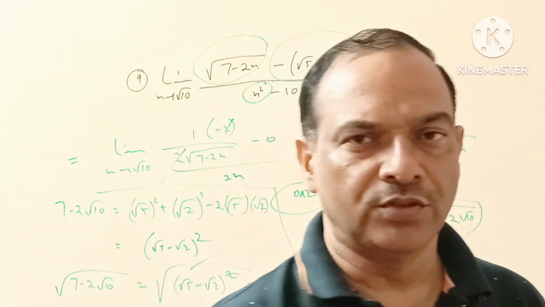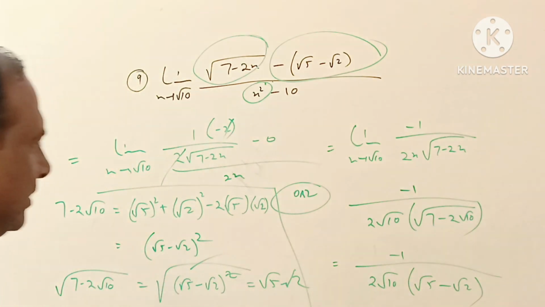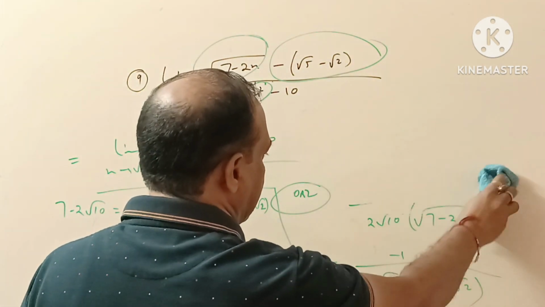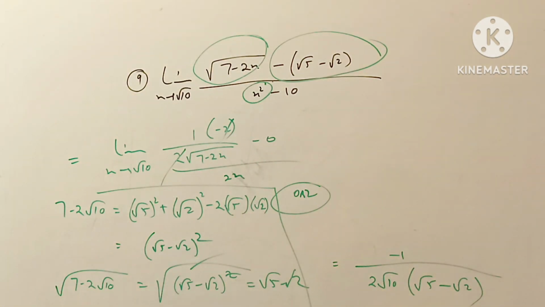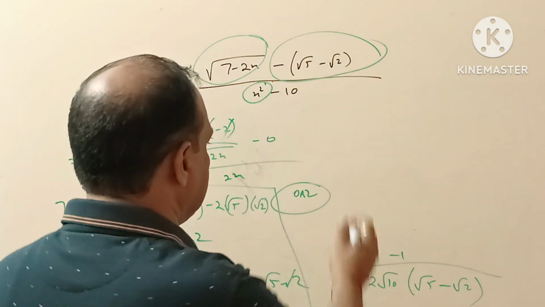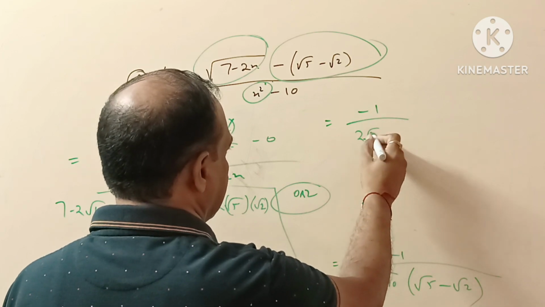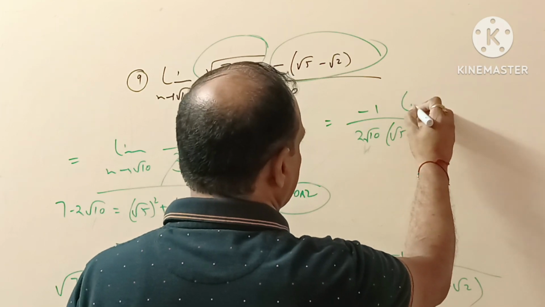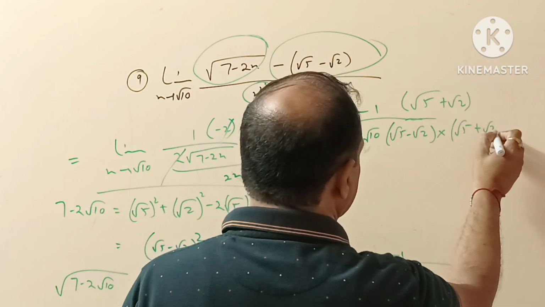Now what else can we do here? We can rationalize the denominator in order to make the denominator free from square roots. Now everything has been done by you, I am just coming to the last part. If we rationalize the denominator, this is minus 1 over 2 root 10 times under root 5 minus under root 2, and we multiply the numerator and denominator by under root 5 plus under root 2. Here this is under root 5 plus under root 2.